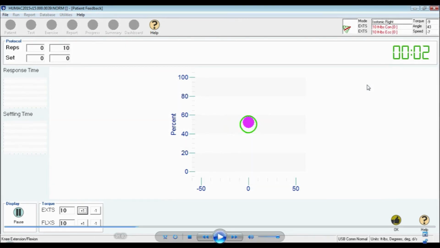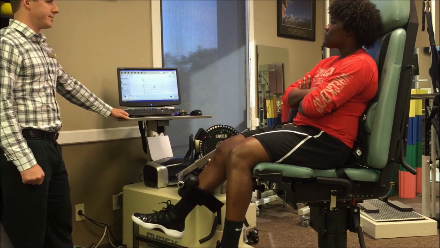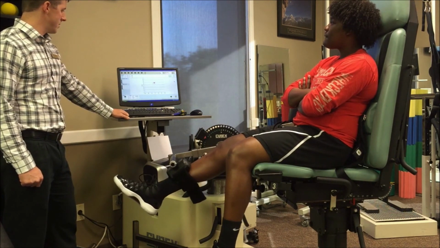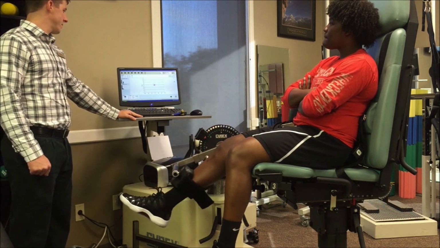It keeps track of the amount of time that it takes for them to respond and get into the target, and then how long it took for them to actually hold steady in that position as well. This is really good early on to help reestablish neuromuscular education and proprioception, but you can also do this with resistance.